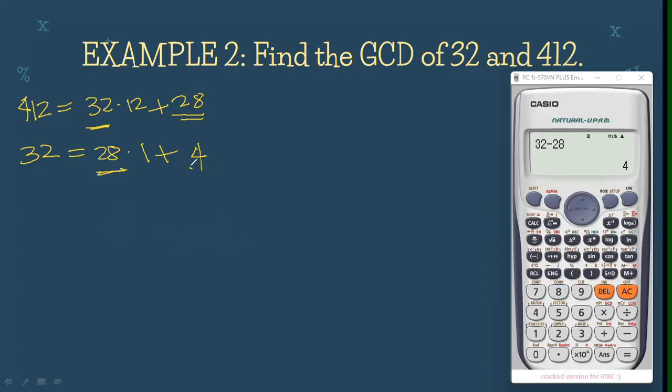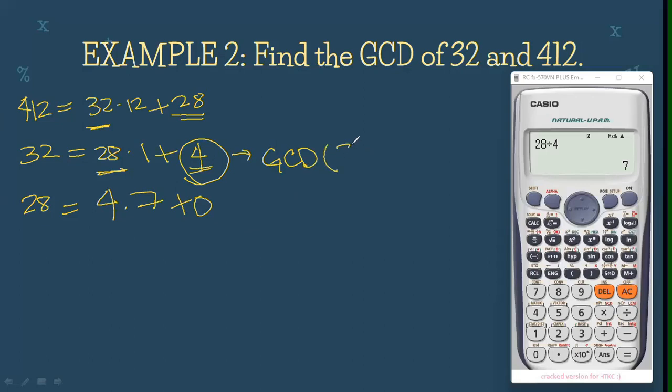And si 28 naman po and si 4, yung ilalagay natin dito po sa magkabilang gilid. Times, balik po ulit tayo sa calculator natin. 28 divided by 4, that will give us 7. Since ito pong 4, siya po yung last na non-zero. So therefore, this is the GCD. The GCD of 32 and 412 is 4.